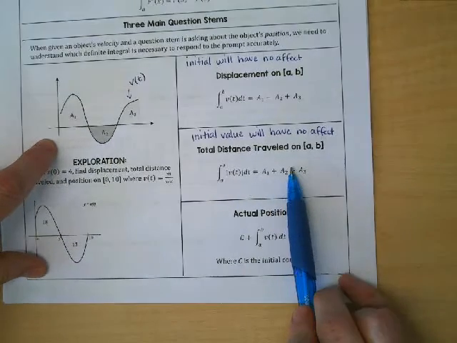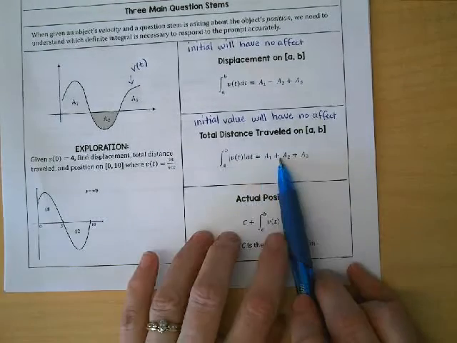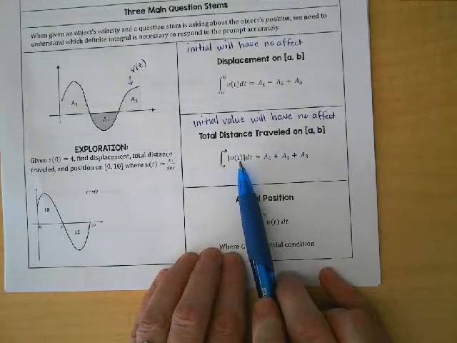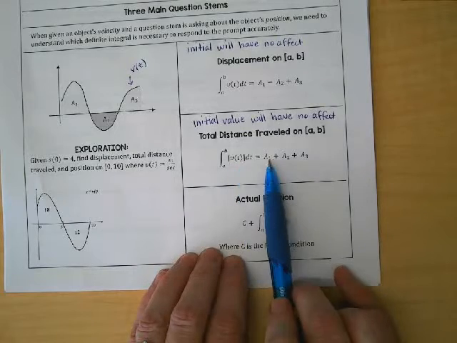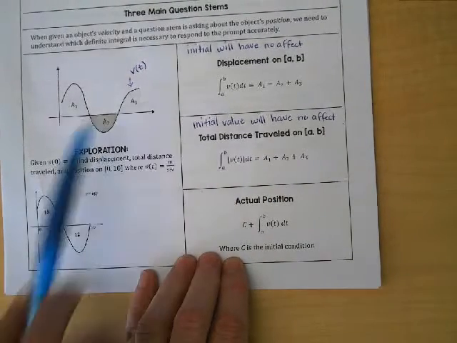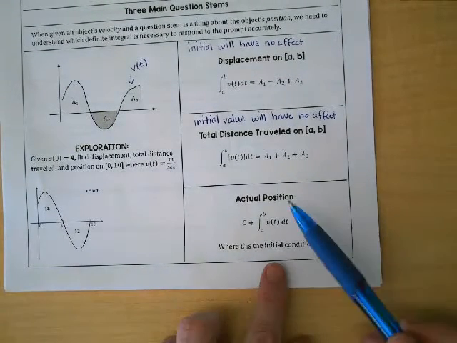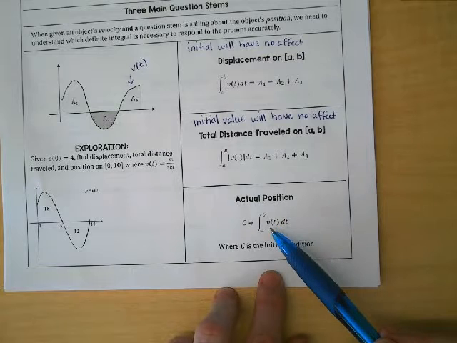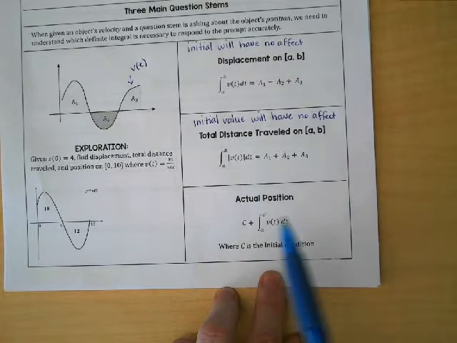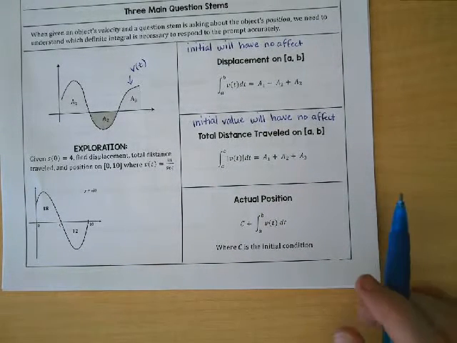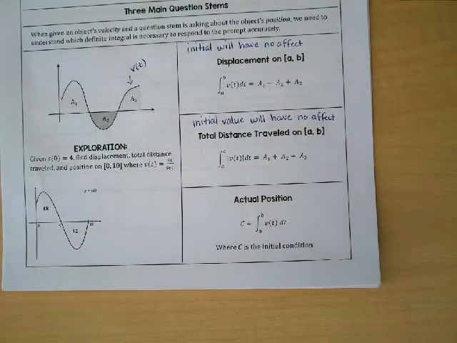Now, if we want total distance traveled, we don't need to worry about that negative because we're just going to take the absolute value of it, and that will make all of these positive. Now the actual position says, if you want the actual position, the integral will take into account whether it went positive, left, right, and then you just add in where you started. I know that's probably still a little bit not clear, but let's see if we can come up with something to make it more clear.